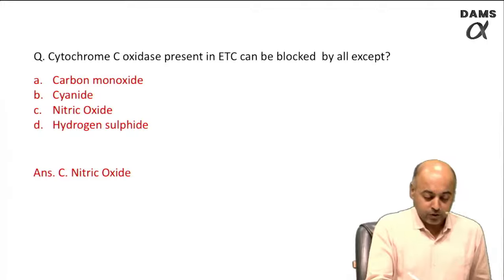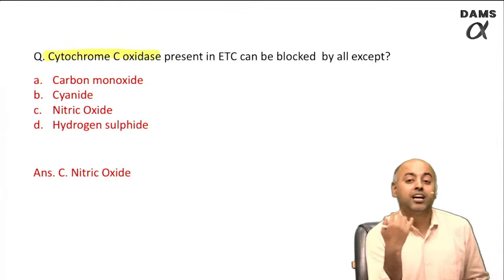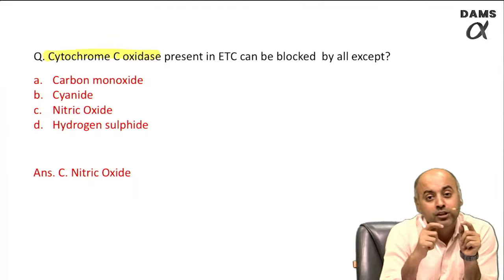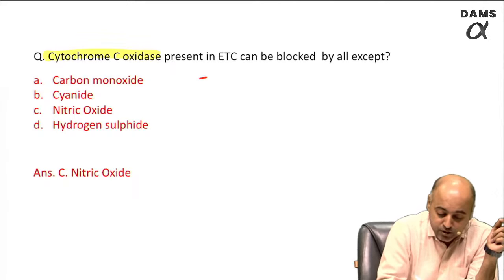Okay, another very important question is the inhibitor of cytochrome C oxidase. See, we have 4 complexes: complex 1, 2, 3 and 4. Nowadays we don't get the question where the number of the complex is given. It is the name of the complex which is provided. So you should also know the names of the complexes.